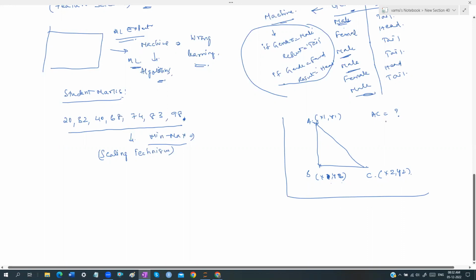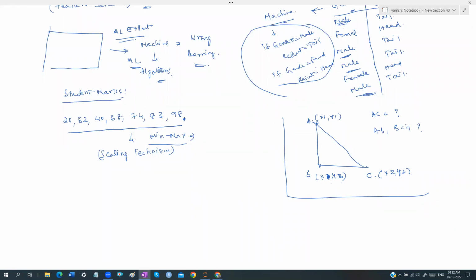So if I ask you to find out what is AC, that means what is going to be AB, and what is going to be BC, you know the formulation. Immediately we'll apply the formula and do it, guys. But why are you doing that first of all? For what reason is it going to be there? So I'll tell you, guys.